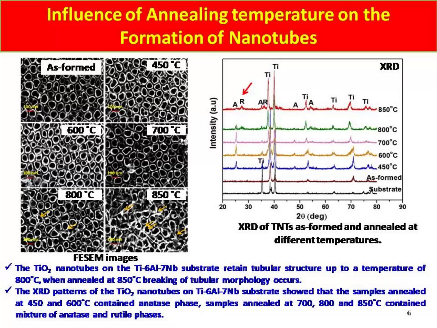On the right hand side, the XRD patterns of titanium nanotubes on titanium 6 aluminum 7 niobium substrate are shown. It shows that the samples annealed at 450 and 600 degrees contain the anatase phase, whereas samples annealed at 700, 800 and 850 degrees centigrade contain a mixture of anatase and rutile phases.